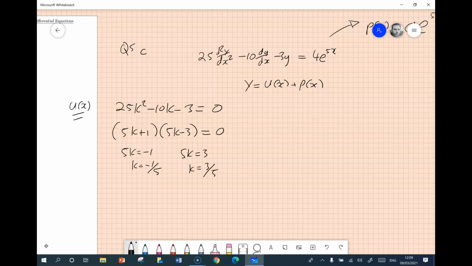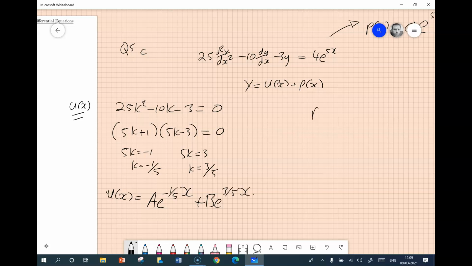Okay, so the standard solution to the homogeneous equation will be ae to the power of k1x, which is minus a fifth x, or minus 0.2x if you prefer, plus be to the power of 3/5 x, or 0.6x if you prefer.